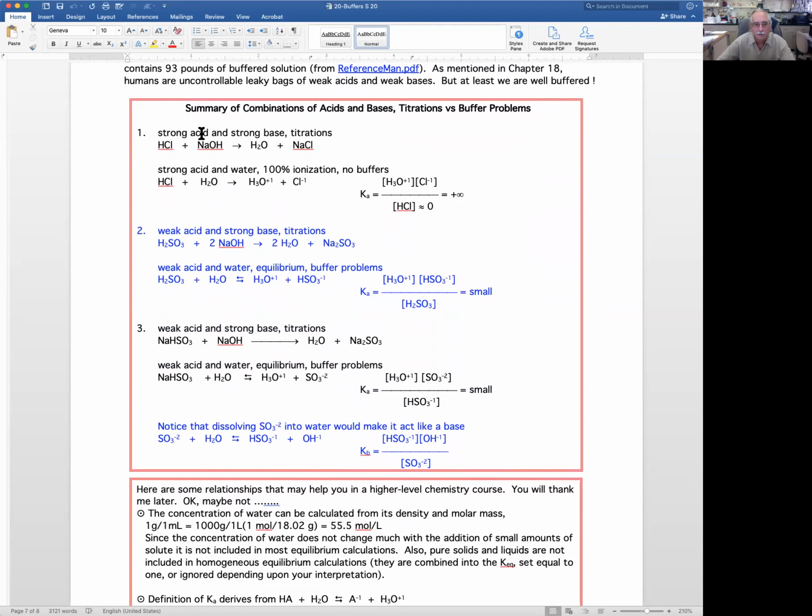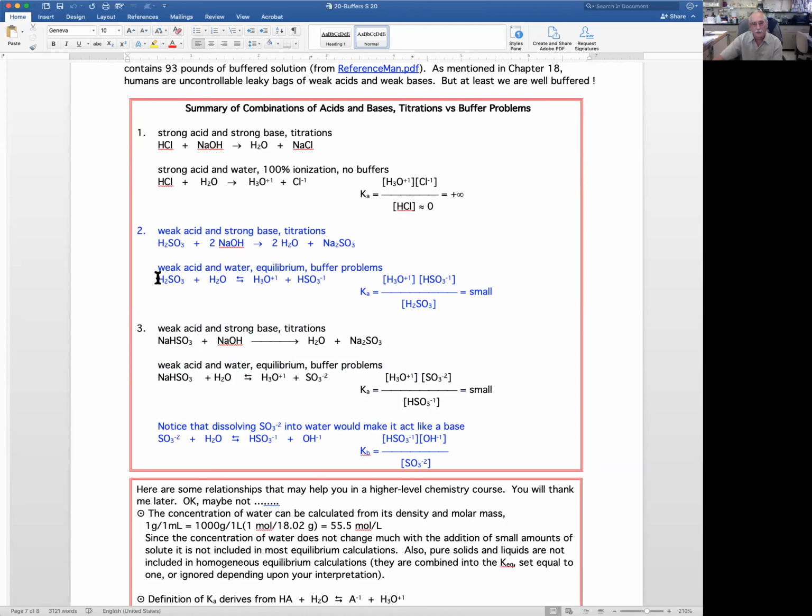So what happens if you take a strong acid and a strong base? Okay, one directional arrow goes 100%. These are titration problems. If I take a strong acid and put it in water, 100% ionization, I get a Ka that approaches positive infinity. What happens if I take a weak acid and a strong base? Well, strong base is enough to make it go to completion. Those are titration problems.